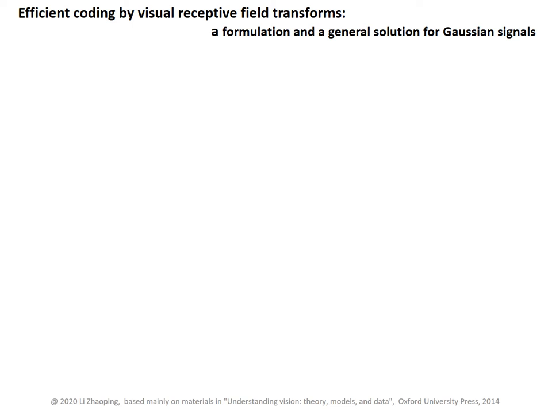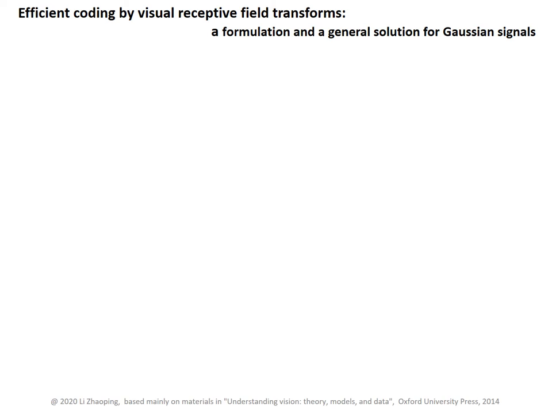Now let's look at how efficient coding can help us to understand the forms of neural receptive fields. We will show a formulation of the problem and a general solution for the optimal receptive field when certain conditions are satisfied. Let's first review and set up the notations.